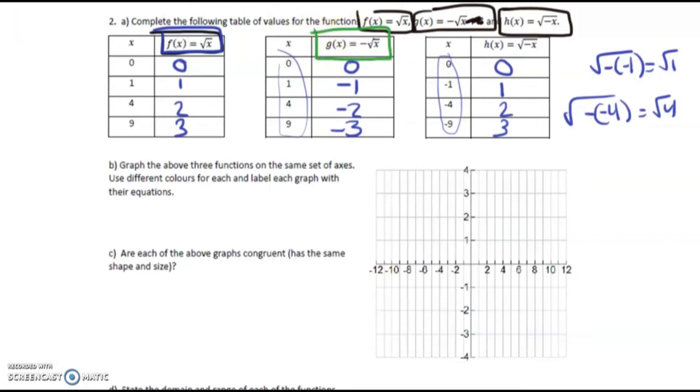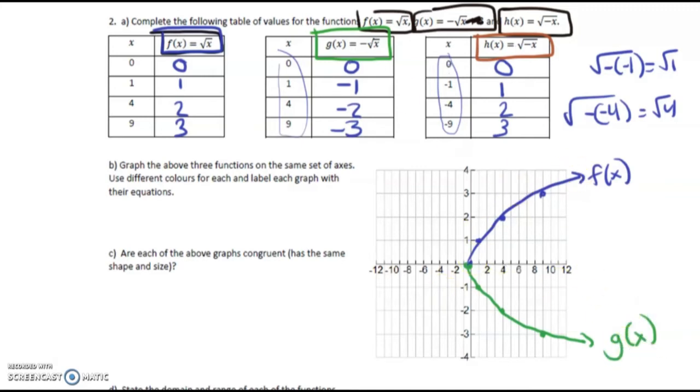I'm going to do this in green. I'm going to do this in red. Okay, so our original function, 0, 0, 1, 1, 4, 2, 9, 3. This is f at x. Now, if we reflected this in the x-axis, take a look at this. Now, what do the green and the blue graphs look like when we put them together? I'll just call this g at x. This is the complete parabola on its side.